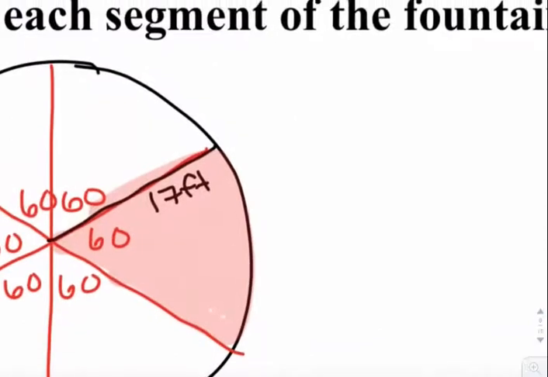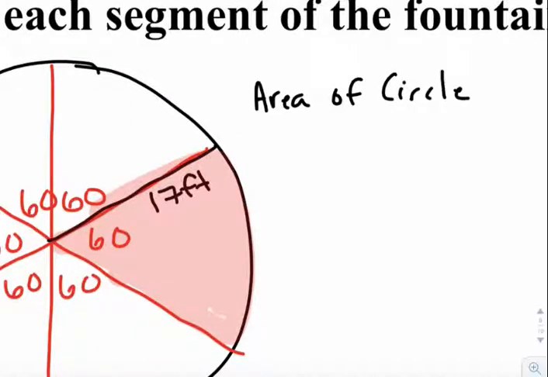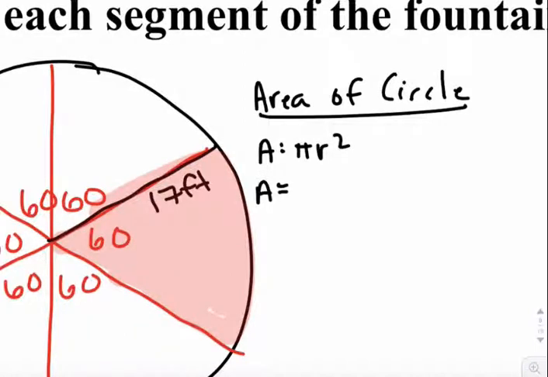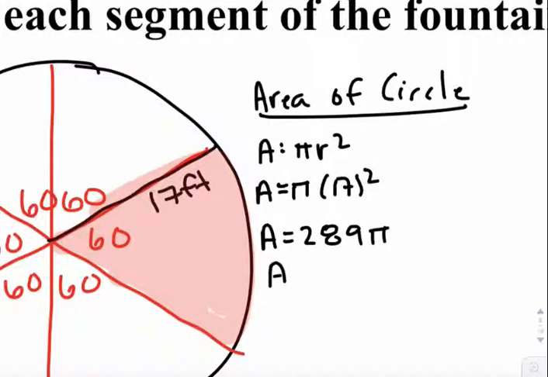We know a sector is a part of the area. So the very first order of business is to find the area of the circle. I know the area is going to be pi r squared, so this area is going to be pi times 17 squared. If you don't know your squares, 17 squared is 289. So the area of the whole fountain is 289 times pi. Or if you'd rather think of it as an approximation, which might work better in this case, we're looking at 907.92.